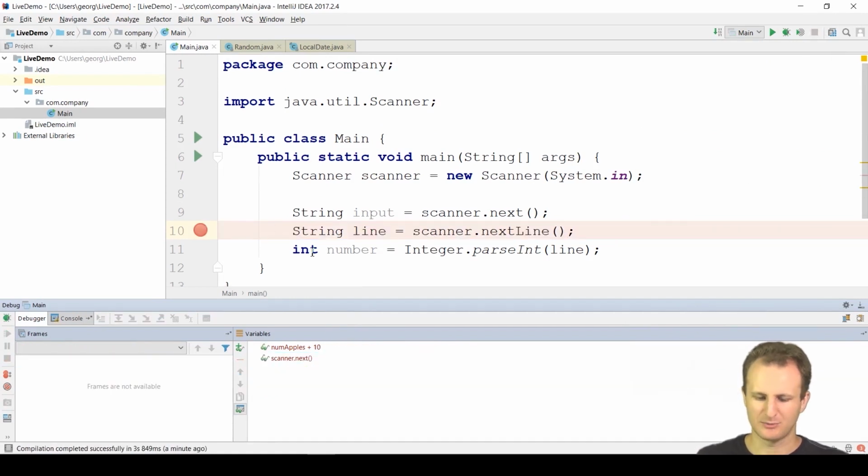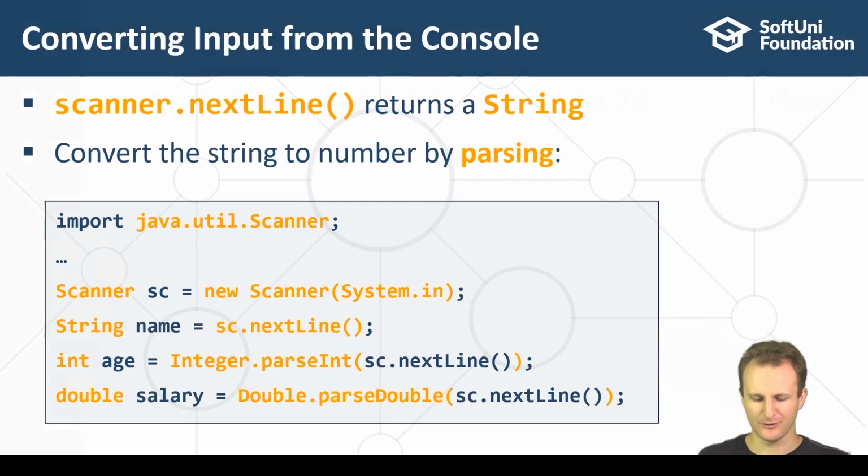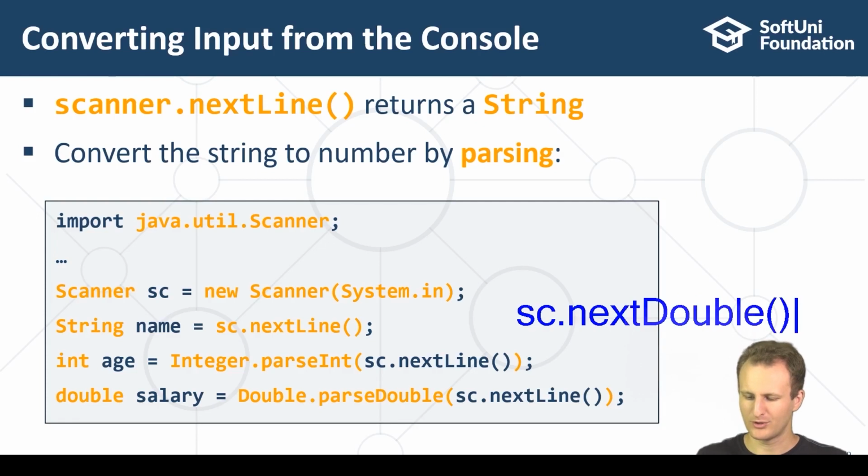Okay, so let's stop this program. We don't need it anymore for now. You can also parse lines into doubles by using Double.parseDouble, or you can use scanner.nextDouble, which effectively does scanner.next and then parses it into a double through Double.parseDouble.